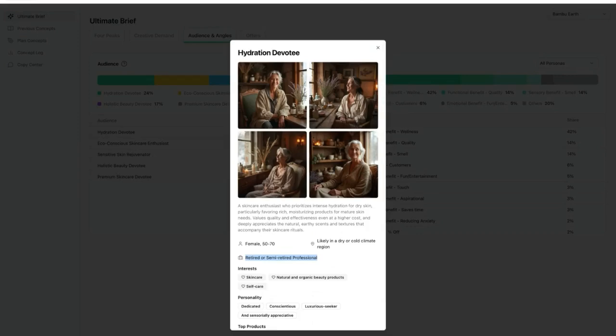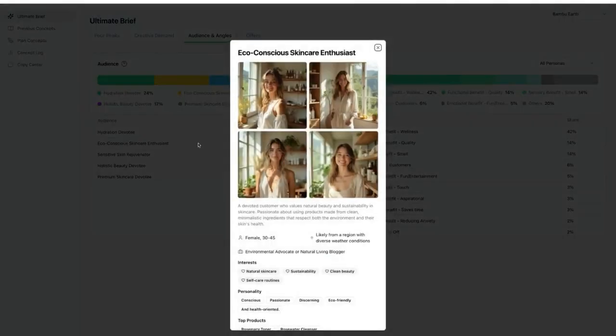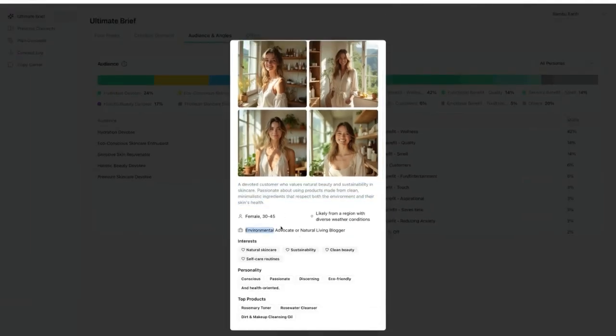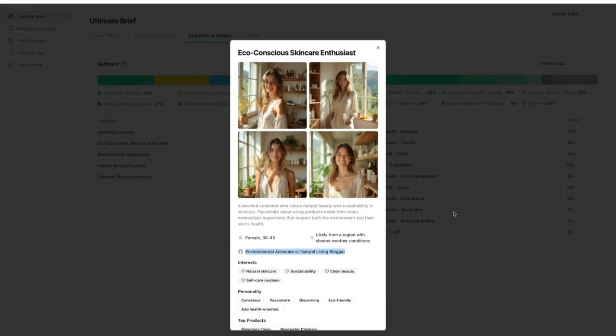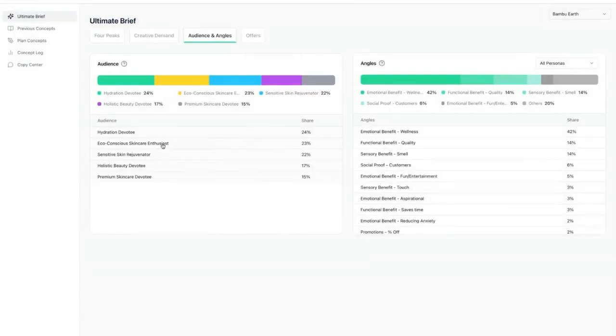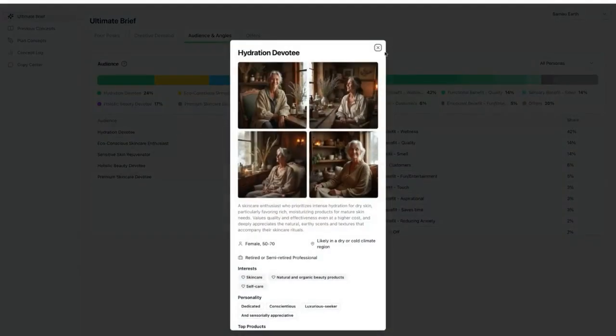This is who their customer is, right? These are the things that they care about. And this is an example of one of the personas. You can see this is an eco-conscious skincare enthusiast, and it tells you a little bit about who she is, a little bit more of what they might do, environmental advocate or nature living blogger. And it starts to give you a sense of who you're advertising to. So now as a creative strategist, I'm thinking about talking to one of these people, right?